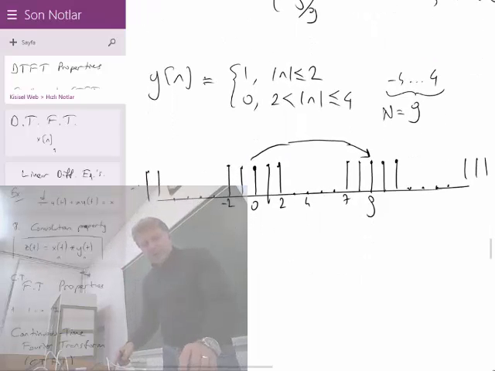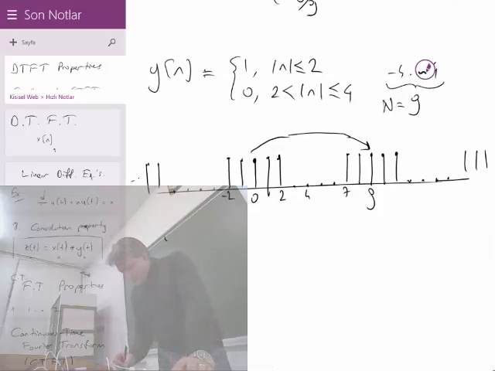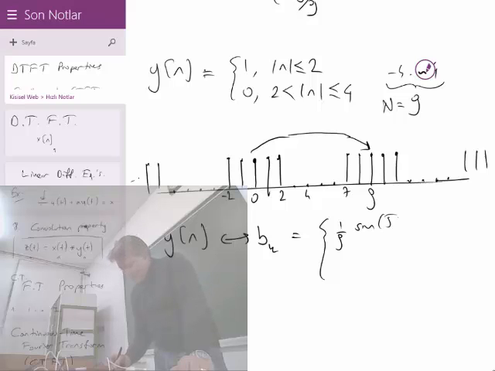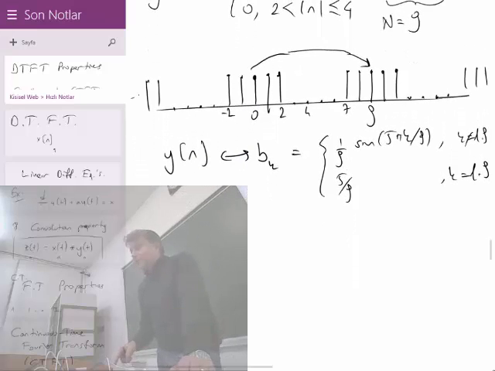And the Fourier series coefficients of this y of n, I'm going to call them bk's, are equal to, of course, the one that I gave at the top, which are 1 over 9 sine 5 pi k over 9 for all k different than an integer multiple of 9, and 5 over 9 for all k equal to an integer multiple of 9. So these are the Fourier series coefficients of this signal.